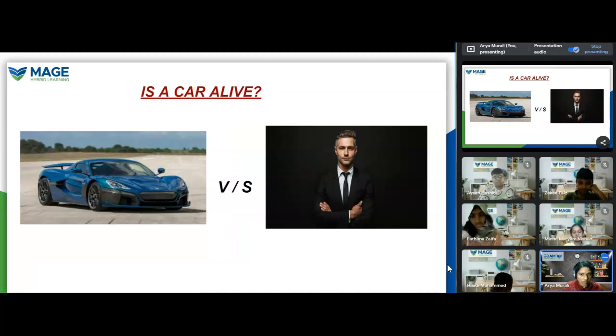Okay, this is not like that. So there is a question in your textbook: is a car a living thing or a non-living thing? It's a non-living thing, 100% sure of that.